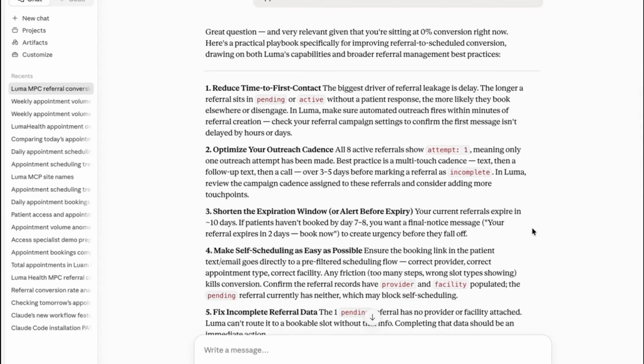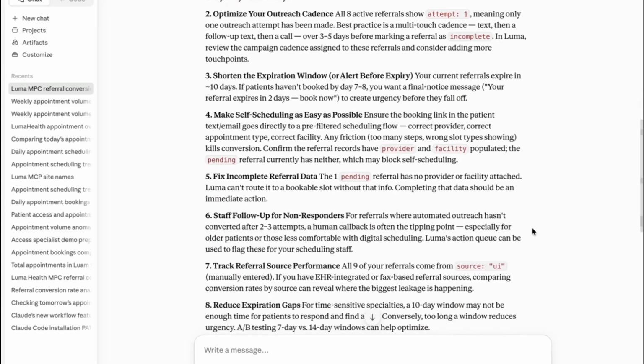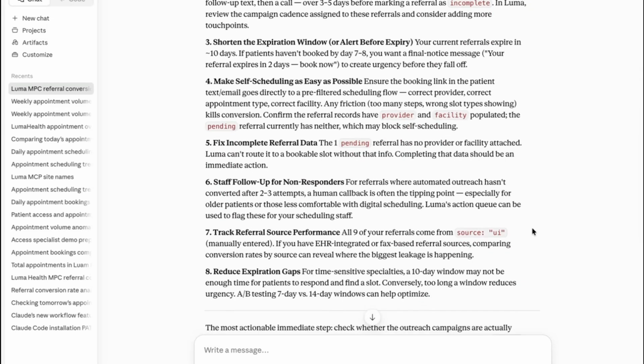So it has access to my settings. So it starts to tell me things that maybe I can do to optimize that referral conversion. And so these are things I can look at as a referral coordinator to be able to adjust my Luma Health settings. Now, I like this. I like the insights given to me. I like these other things too.